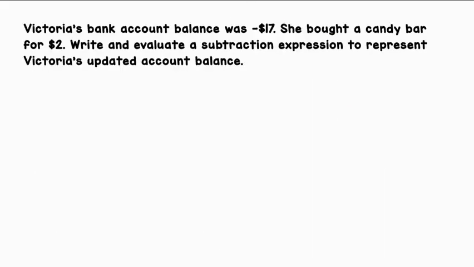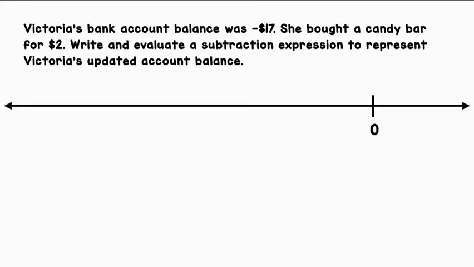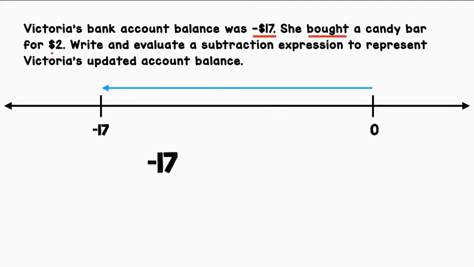Victoria's bank account balance was -$17. She bought a candy bar for $2. Write and evaluate a subtraction expression to represent Victoria's updated account balance. Let's use a horizontal number line to represent this situation. Her account balance starts at -17. She then bought a candy bar for $2, so let's subtract 2. This will give us her new account balance.